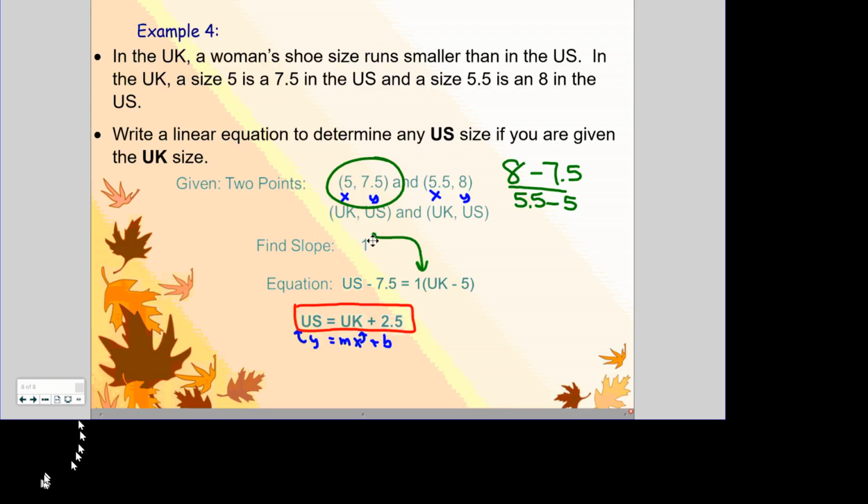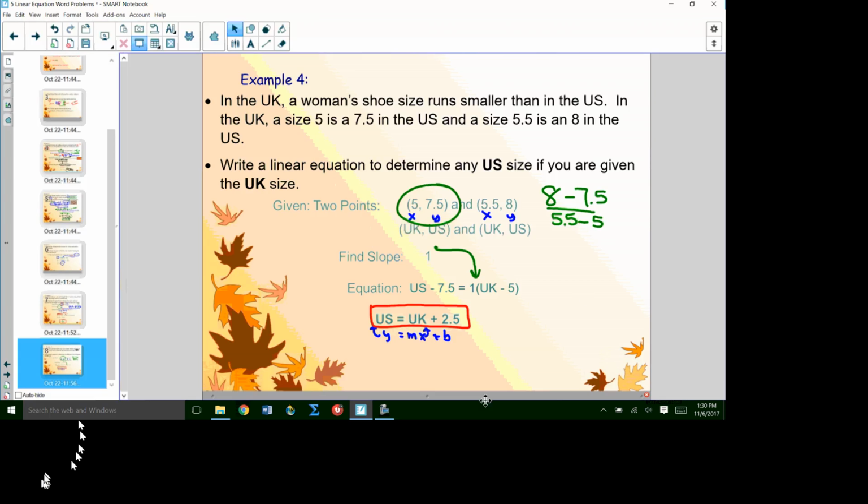So hopefully now you have enough practice and information to be able to write equations of lines from word problems.